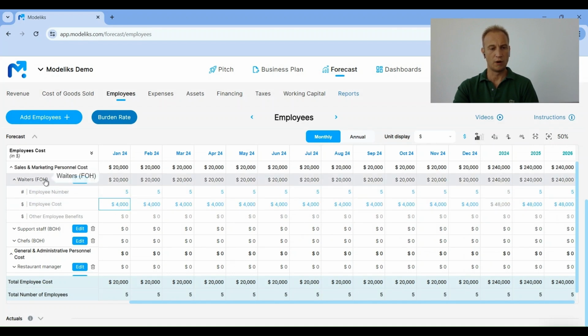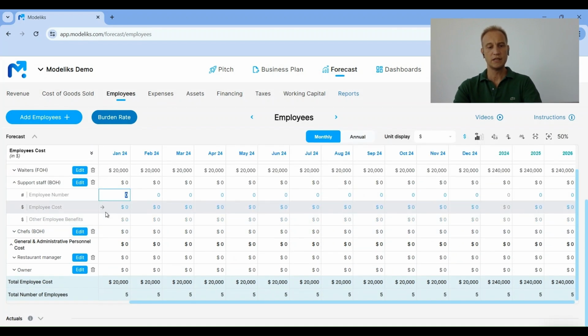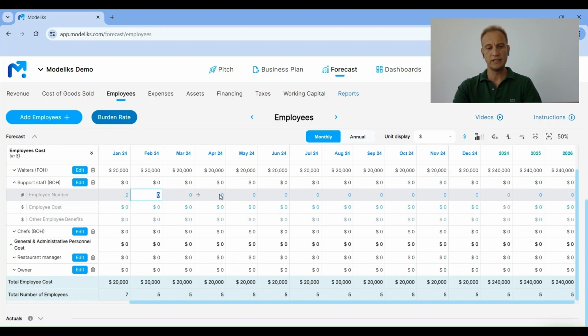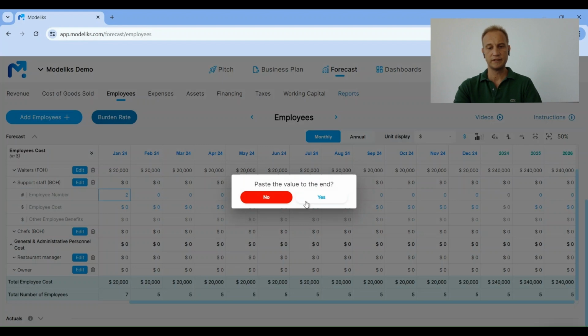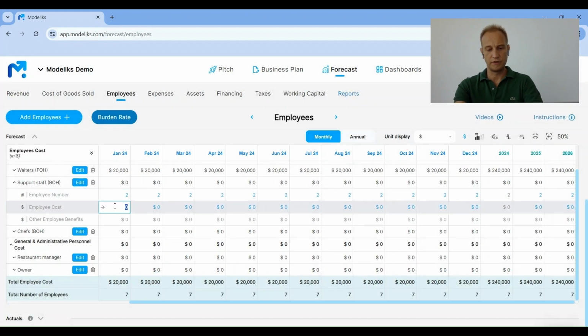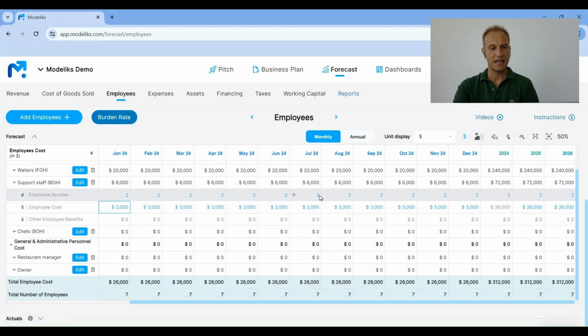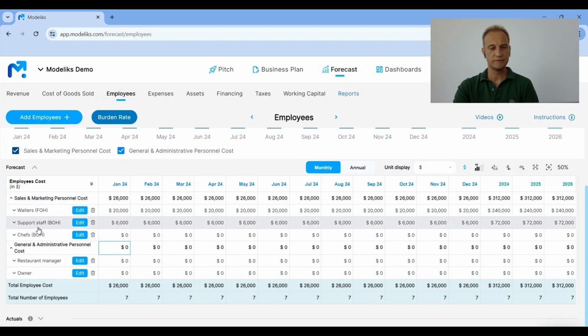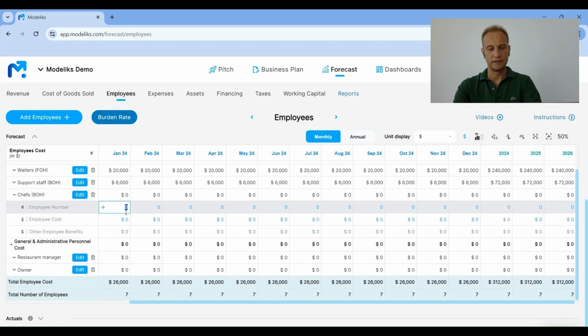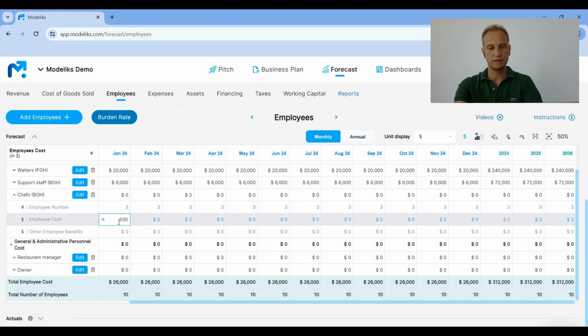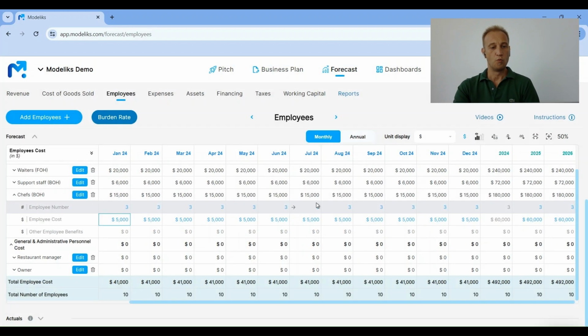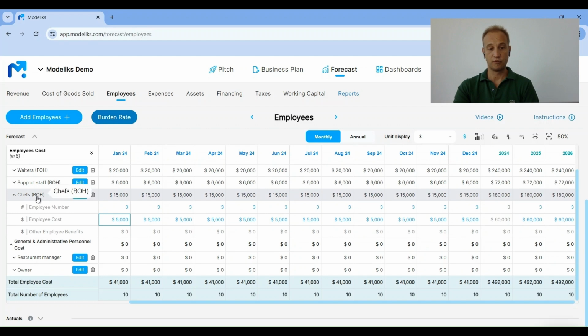Then we'll go to our support staff in back of house. Let's assume that we have 2 people that we need in back of house as support staff, and their salary is about $3,000 per month. Paste that to the end. And finally, we'll look at our chefs. We will need 3 chefs for our restaurant, and their salary is $5,000 per month. With that, we have calculated our salaries for chefs.